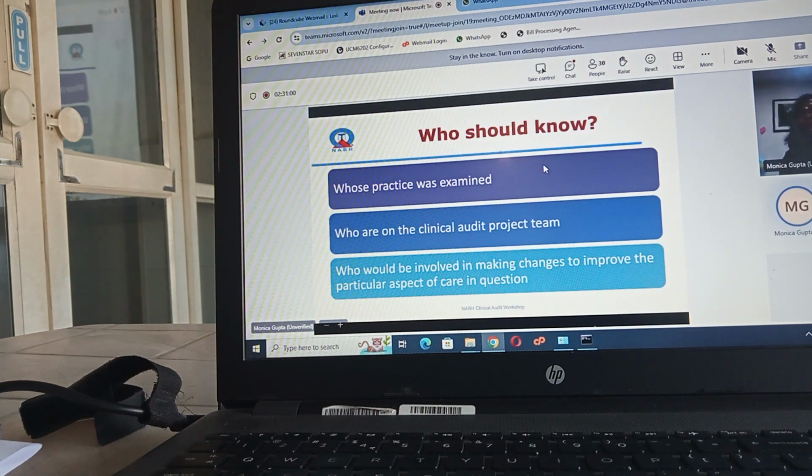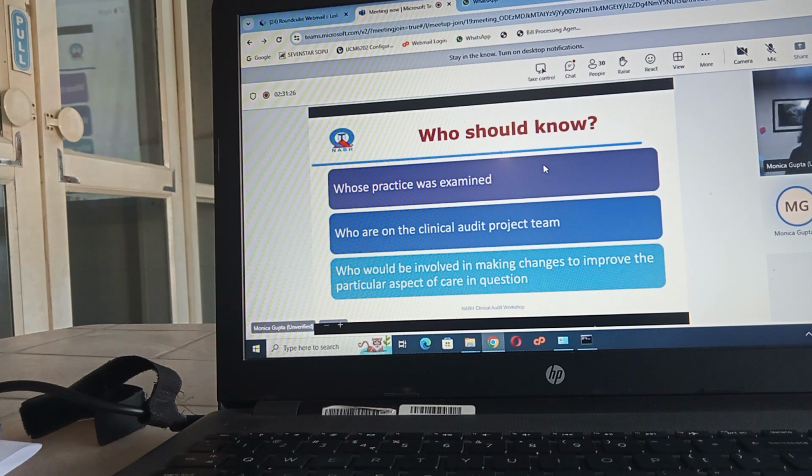So who should be informed about the audit findings? One is those whose practice was examined. All stakeholders basically should be informed, and primarily those whose practice was being observed, because if you want to bring in change, they are the ones who have to be taken on board, who are on the clinical audit project team, so they have to be informed.